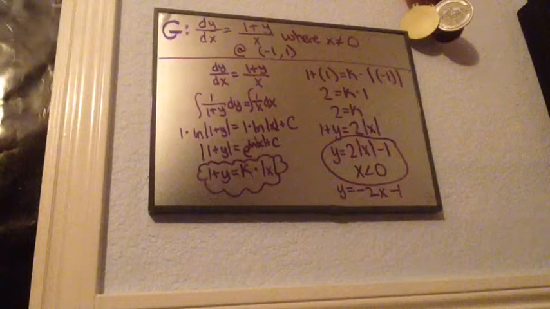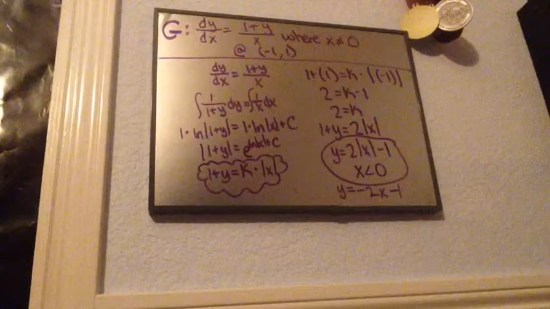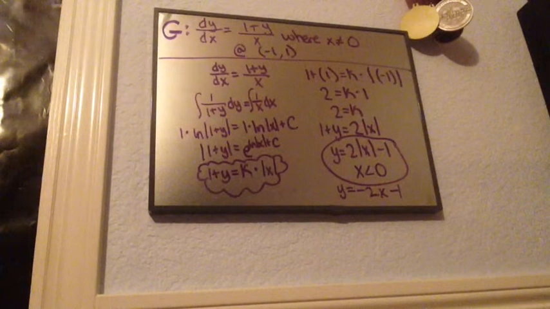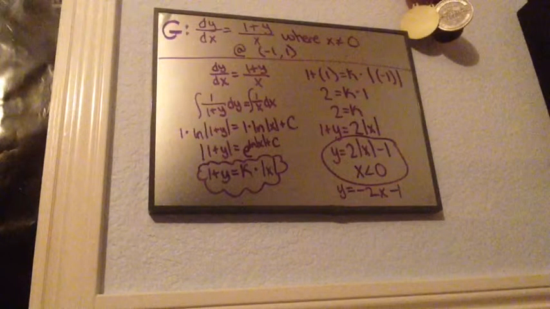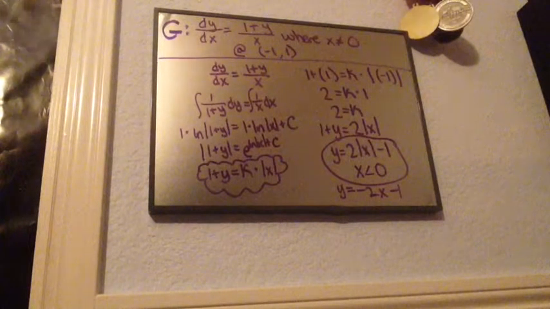And so then what you want to do is raise both sides to the base of e, and you get the absolute value of 1 plus y equals e to the power of ln of the absolute value of x plus c.